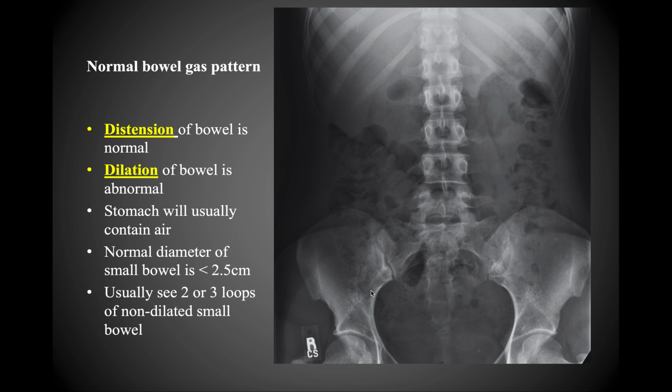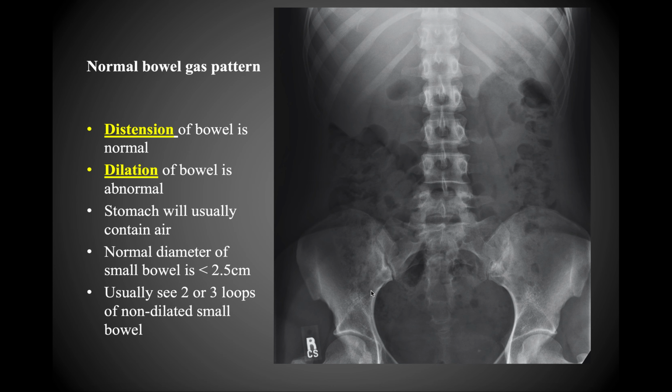In this video, we're going to start out by talking about normal bowel gas patterns. So the bowel is normally going to be distended due to the presence of gas, fluids, stool, etc. But dilation of the bowel is abnormal. And the stomach is also almost always going to contain air, as we've talked about previously.